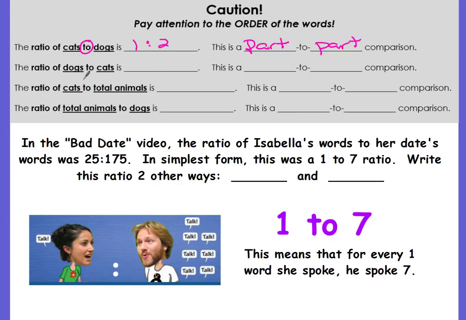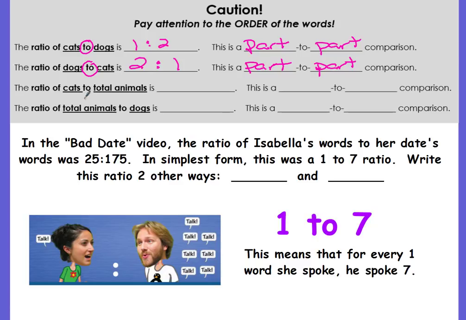Now, look at this ratio, the ratio of dogs to cats. This time we want to write the number of dogs first. So our ratio is going to be a 2 to 1 ratio. Again, this is a part to part ratio. We're comparing the parts of the group of animals.